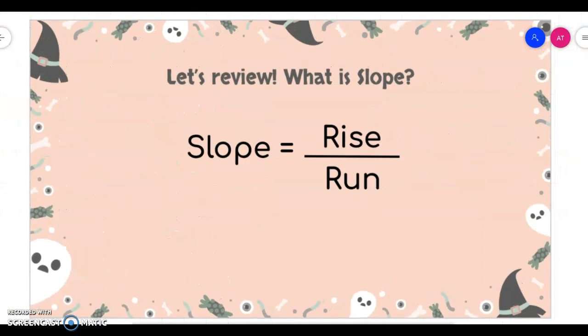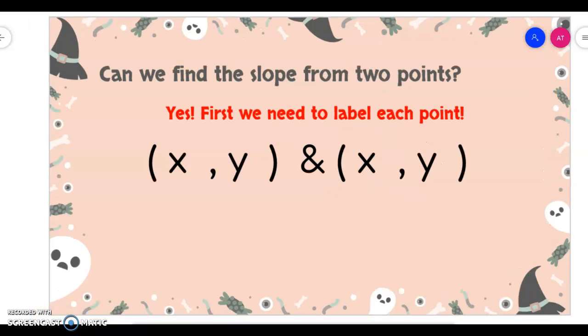We're going to first review what slope is. If you can recall, slope is rise over run. Rise means up and down, and run means left to right. So we're going to be getting into more detail about rise over run. A question you can ask yourself: can we find the slope from 2 points?